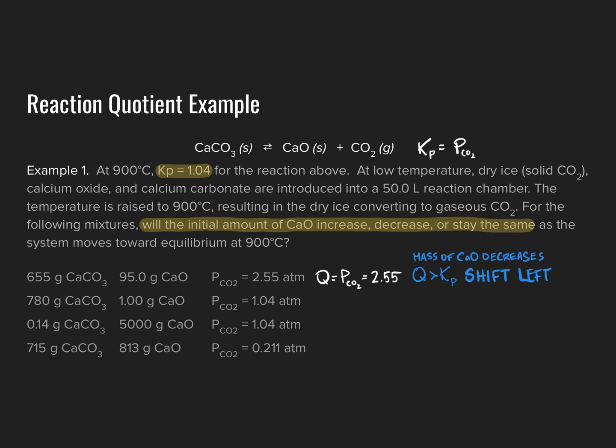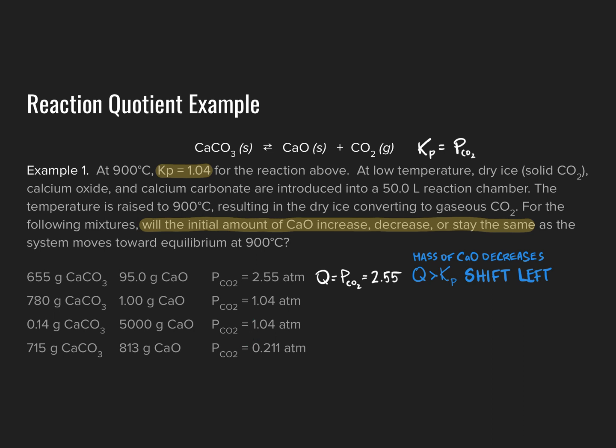Now, the next two reaction mixtures have different amounts of calcium carbonate and calcium oxide present. That is 780 grams of calcium carbonate and 1 gram of calcium oxide respectively for the first reaction, and 0.14 grams of calcium carbonate and 5,000 grams of calcium oxide for the second reaction. That being said, again, recall the amounts of the solid phase species don't impact the equilibrium position. All that matters in these two is to recognize that the partial pressure of CO2 gas in the system is equivalent for both of these reaction mixtures at 1.04 atmospheres.